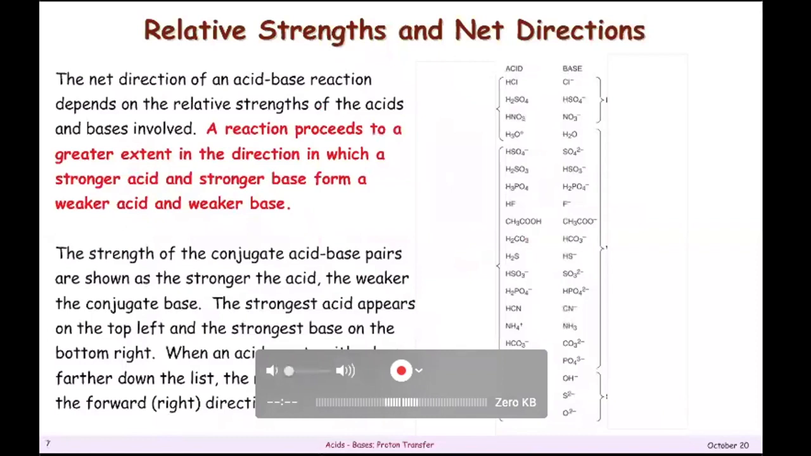This is a chart, and this chart shows you relative strength of weak acids. Actually, these are strong acids up here, but down here, they're weak acids.